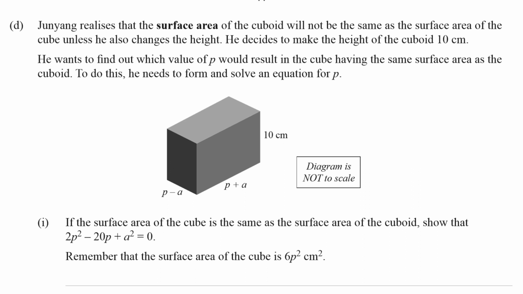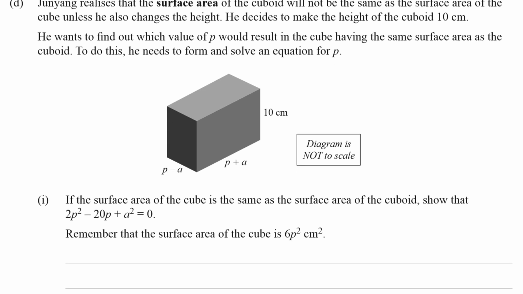Okay, so Junyoung realizes the surface area of the cuboid will not be the same as the cube unless he changes the height. So he's changed the height to 10 centimeters, but he's also still trying to subtract a number and add a number to the other two dimensions.